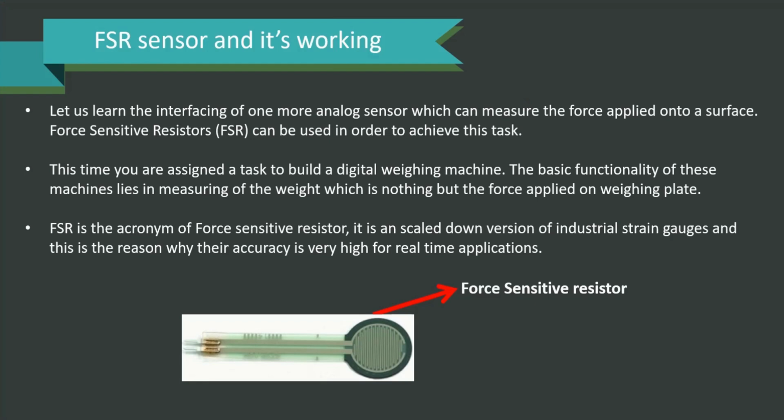Now, we got to go to the next sensor. It is nothing but the force sensitive resistor. It is very useful in the industry as well as in the prototyping applications that we are building to understand the amount of force applied onto a surface. This time you are assigned with a task to build a digital weighing machine. The basic functionality of these machines lies in measuring the weight, which is nothing but the force applied onto the weighing plate. FSR is nothing but force sensitive resistor.